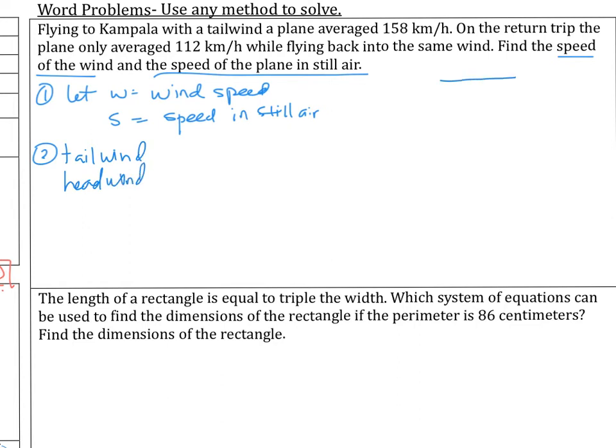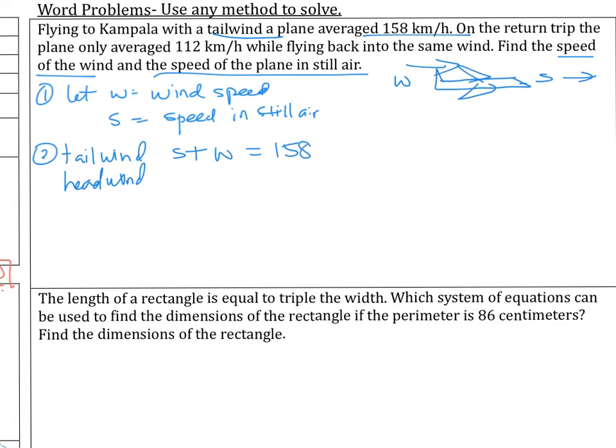When you're flying to Kampala, you have a tailwind, W, and your speed in still air. Okay, and this tailwind here will push your plane to move faster. So then you can write this as S plus W equal to 158.